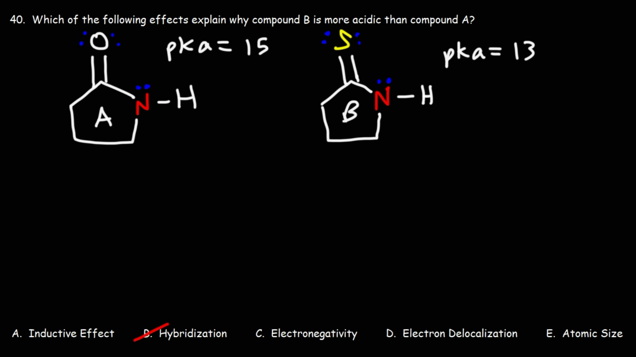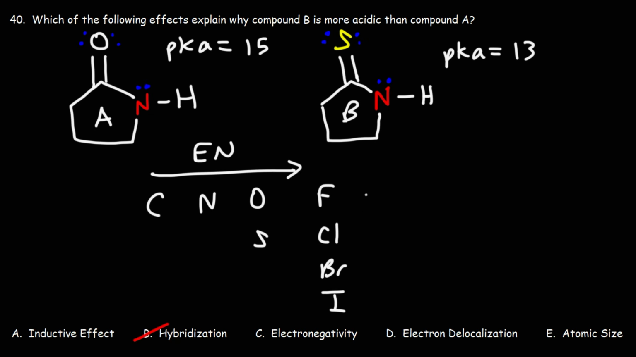Is it electronegativity? Well, here's carbon, nitrogen, oxygen, fluorine. Here's sulfur, chlorine, bromine, iodine. Electronegativity increases to the right and it increases up. Oxygen is more electronegative than sulfur, yet this one is the weaker acid because it has the higher pKa value. So this is the weaker acid, this is the stronger acid. So it can't be due to electronegativity. So we can eliminate answer choice C.